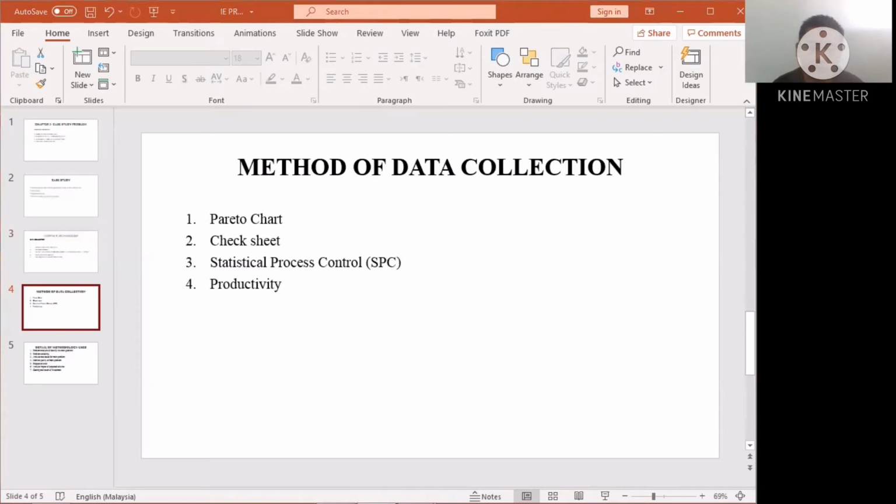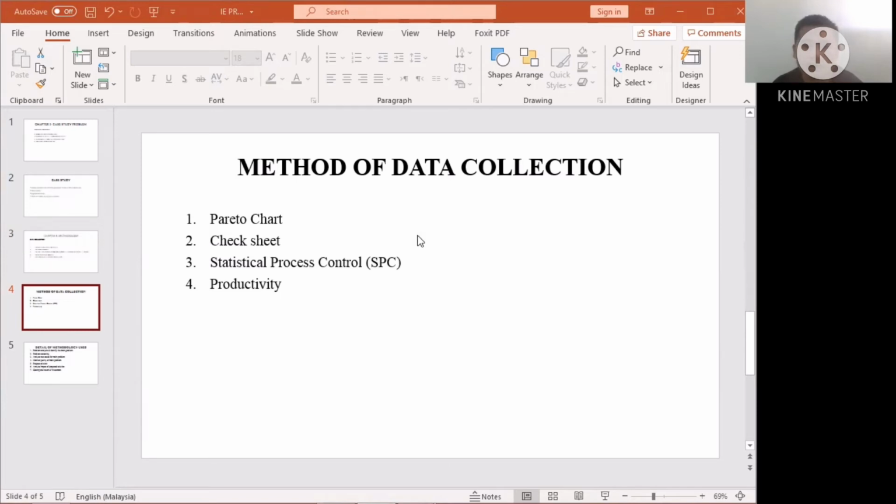Methods of data collection. There are 4 methods of data collection that we use. First one is Pareto chart. Second is check sheet. Third is SPC, statistical process control, and fourth is productivity. So I will explain each of the methods of data collection that we use.